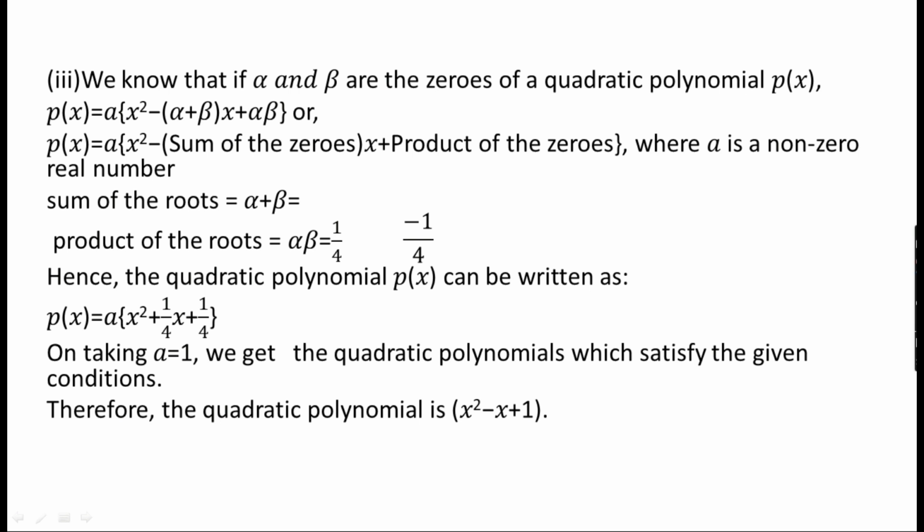Let us come to the next question. We know that alpha and beta are the roots of the quadratic polynomial p of x. Let us take some quadratic polynomial p of x equals a x square minus (alpha plus beta) x plus alpha beta. Here alpha plus beta is nothing but the sum of zeros, one root, which is equal to minus 1 by 4.